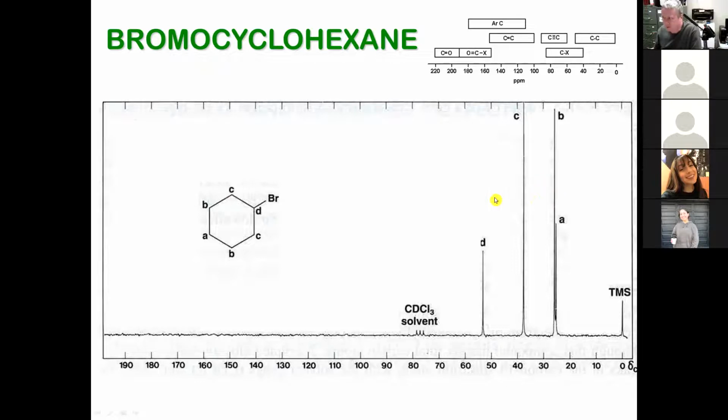And of course, C is a little bit downfield relative to B. Why is that? Why is C a little bit downfield? Oh, because it's closer to the bromine. The bromine has an effect, right, through a couple carbons. That's why C is a little more downfield than B and A, right?